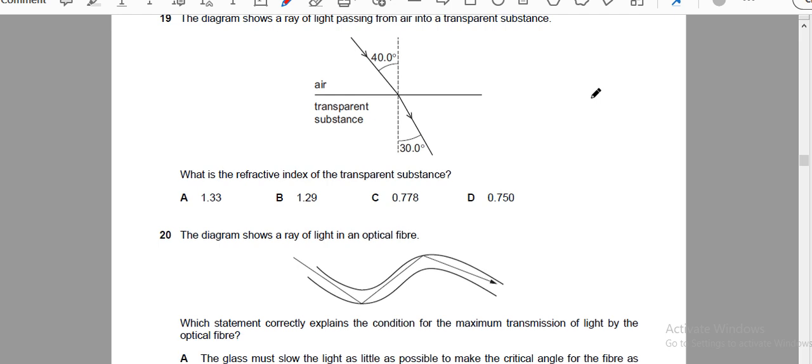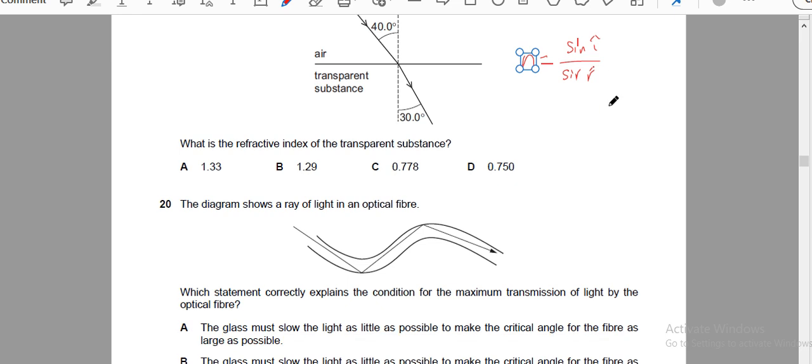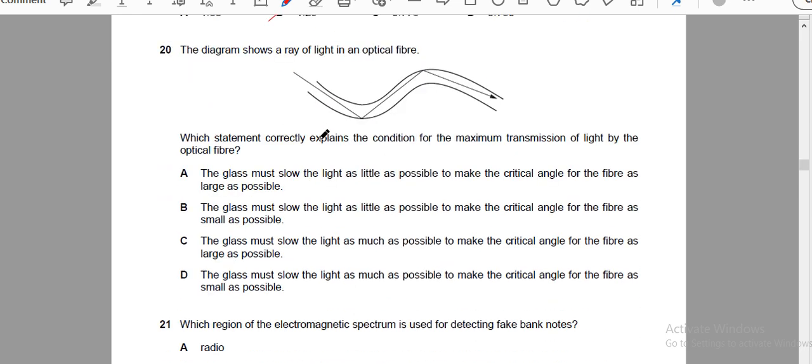Diagram shows a ray of light passing from air into a transparent substance. What is N? N equals sine I over sine R. So it is sine 40 over sine 30. You will find the answer is B.